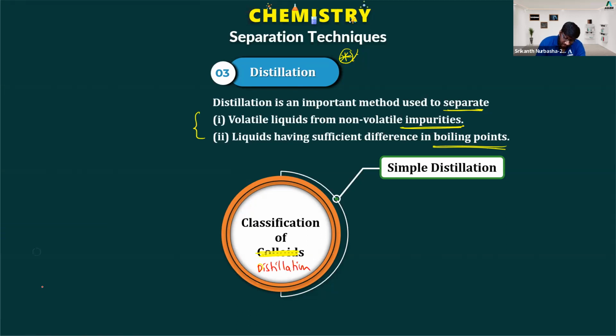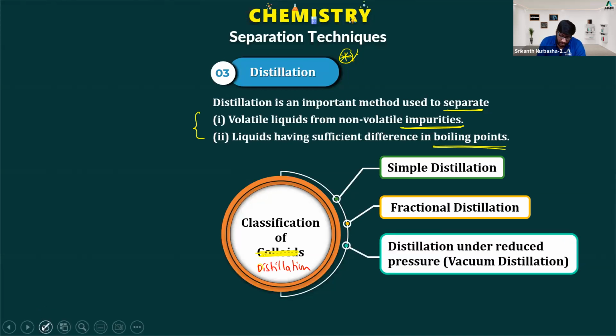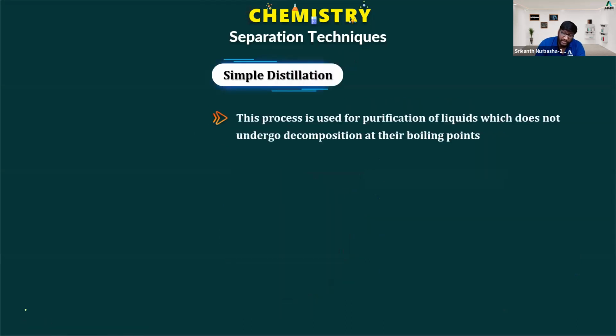We have simple distillation, fractional distillation, distillation at reduced pressure (vacuum distillation), and steam distillation. To perform simple distillation, the two compounds should have a boiling point difference greater than 40 degrees. If the difference in boiling point is less than 40 degrees, then you have to do fractional distillation. Simple distillation is very simple. Yes, it is simple only.